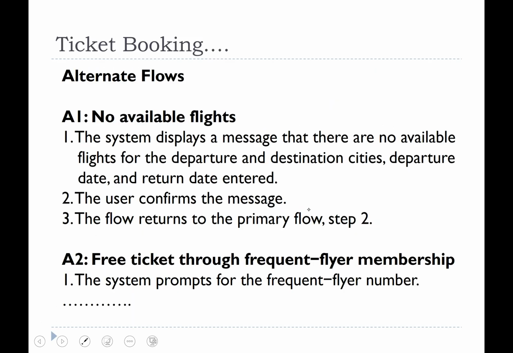Okay, so I'm just going to skip here. So when I have no available flights, this is what I do. I do 1, 2, 3, and in 3 I say go back to the primary flow, again, another name for basic flow. Go back to step number 2. So I couldn't find a flight. Go back and repeat again.